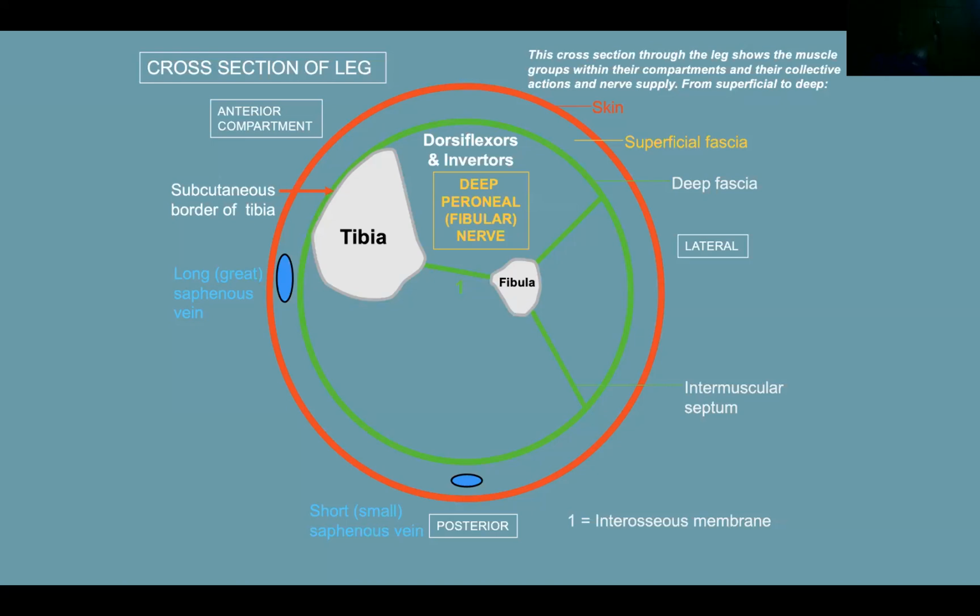This is the key concept. If you remember these three lines, you can answer any question which emerges from here. You are done with the actions, you are done with the nerve supply. This is a broad picture.